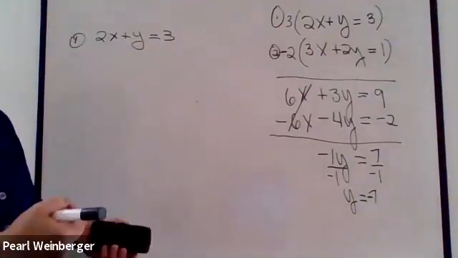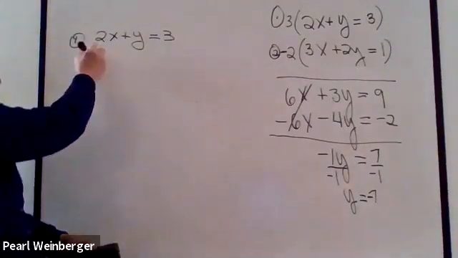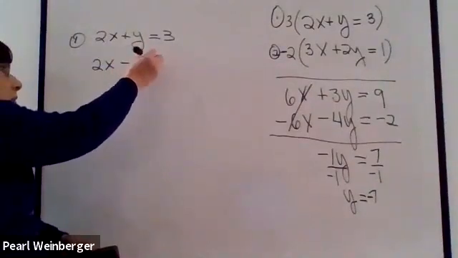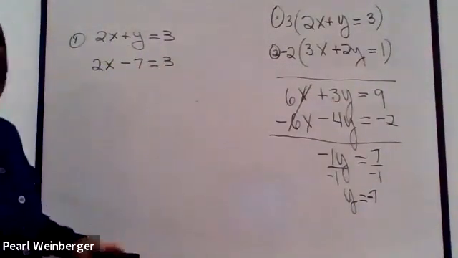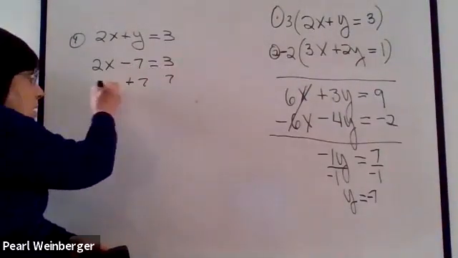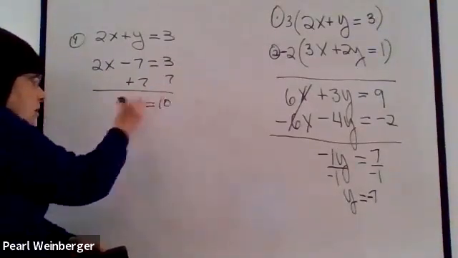Now I know what the y is. So I'm going to replace the y with negative 7. So I'll get 2x plus negative 7 equals 3. And now all I have to do is figure out the x by adding 7 to both sides. This will give me 2x equals 10.